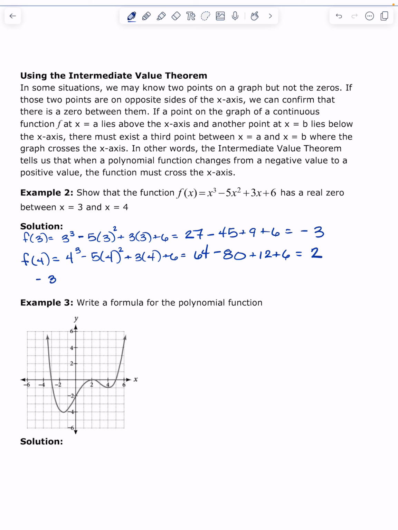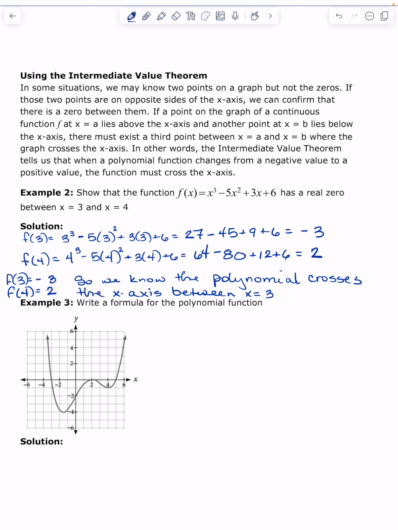Negative 3. Well, negative 3 is negative. So f of 3 is negative 3. f of 4 is positive 2. So we know the polynomial crosses the x-axis between x equal 3 and x equal 4. So there's a 0 there.